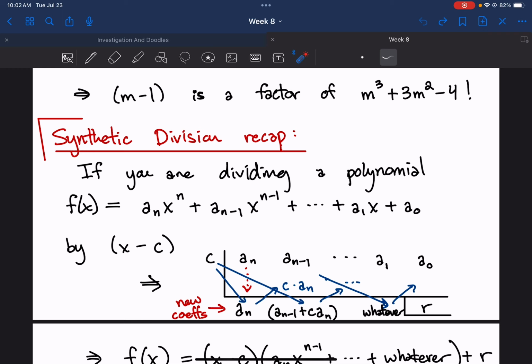And then eventually you'll get to the last step where you multiply c times whatever ends up here and put that here. And then you'll add a_0 and that up to get the remainder. And the important thing is that if x minus c is a factor of this, then you'll get a remainder of 0.